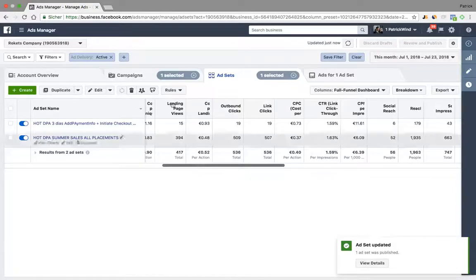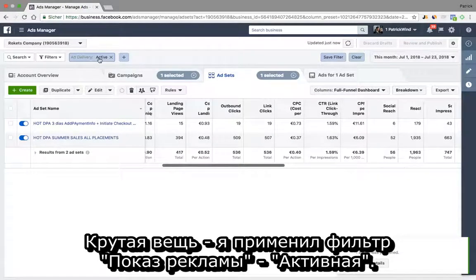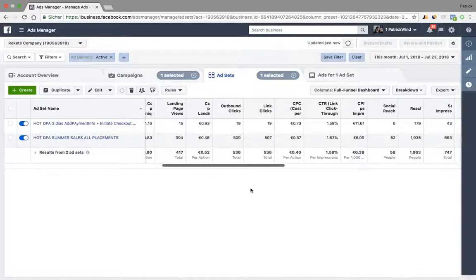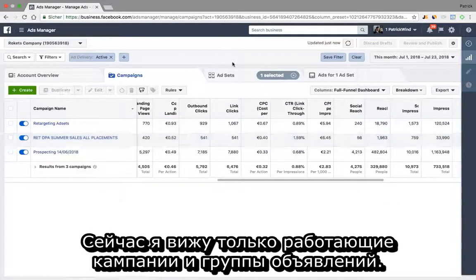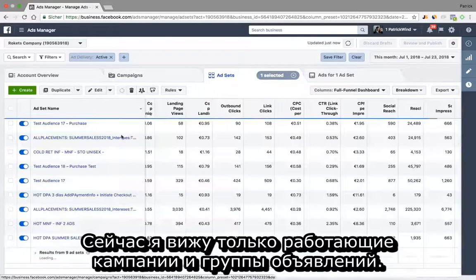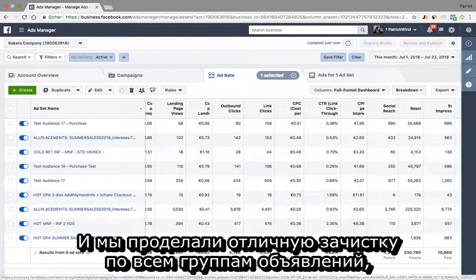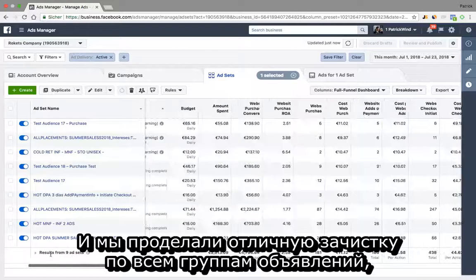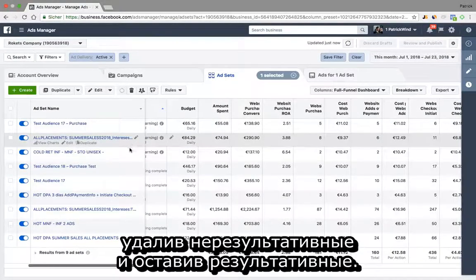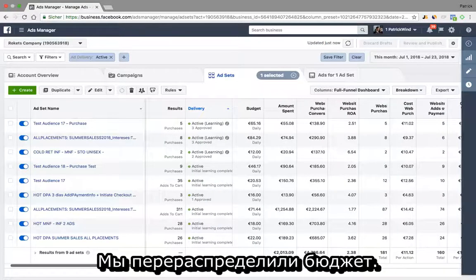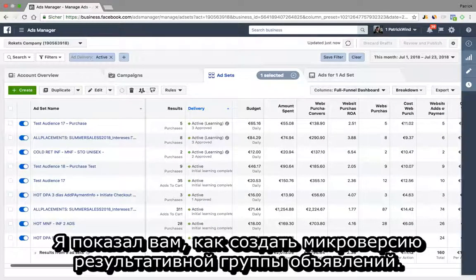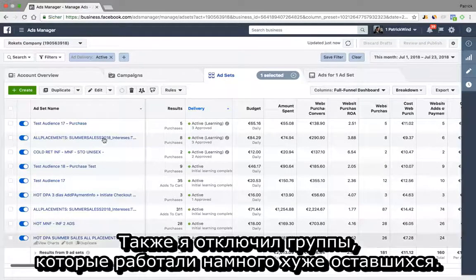And so the cool thing is, because I have this ad delivery active filter applied, now I only see the campaigns and the ad sets that still remain. Okay, and we did actually a pretty good cleaning of all the ad sets that have performed nicely and the ones that have not performed so nicely. We have reallocated some budget. I've shown you how we can do micro variations of an ad set that has performed well, and I also deactivated some ads that have performed worse than the other ones.